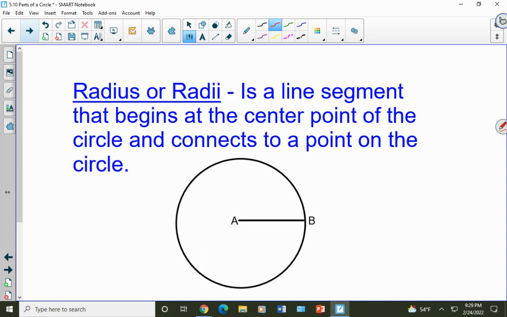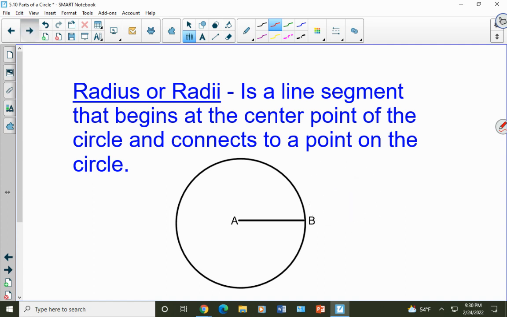And then the last thing we just talked about was a radius. A radius starts at the center point and goes to a point on the circle. That's a radius. Line segment AB, in this case, is a radius.